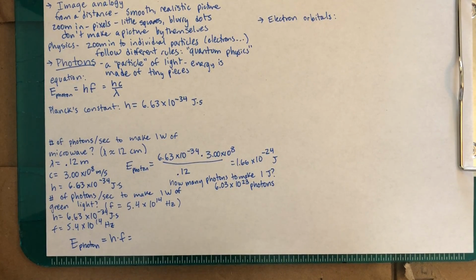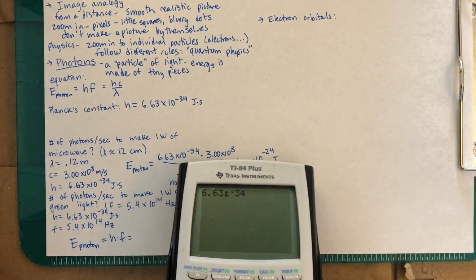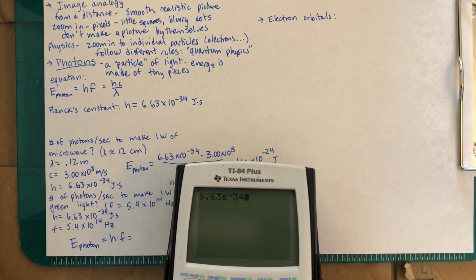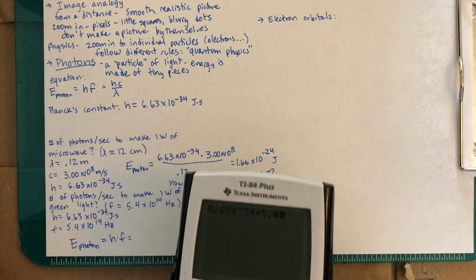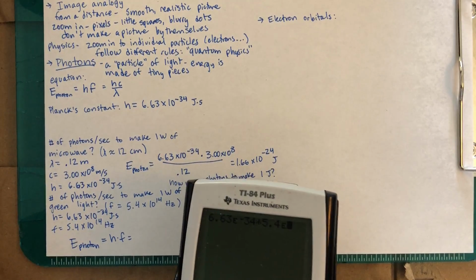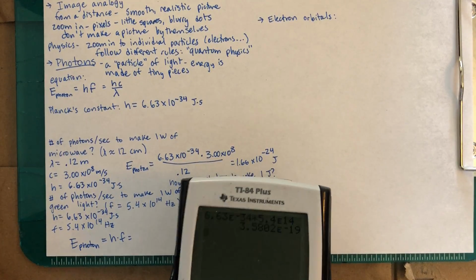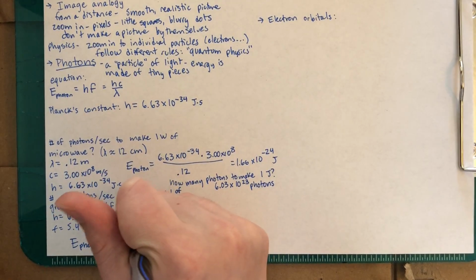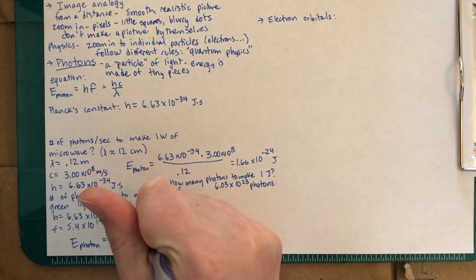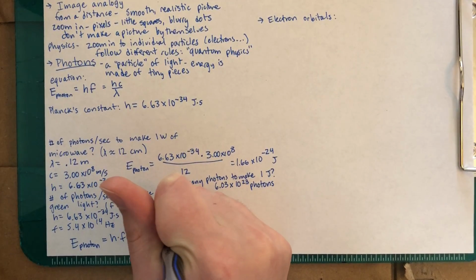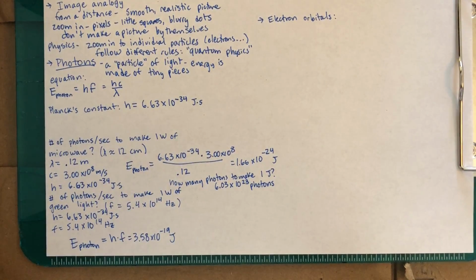6.63, I wonder if I have it in here as H, probably not. No. 6.63 times 10 to the negative 34 times 5.4 times 10 to the 14, 3.58 times 10 to the minus 19 joules.